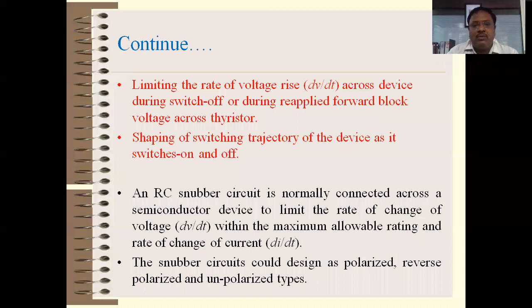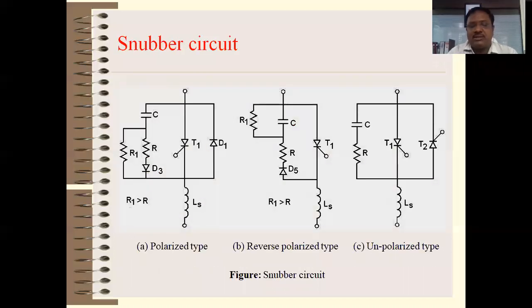Now the snubber circuits may be classified as a polarized type, that is reverse polarized type, and unpolarized type.